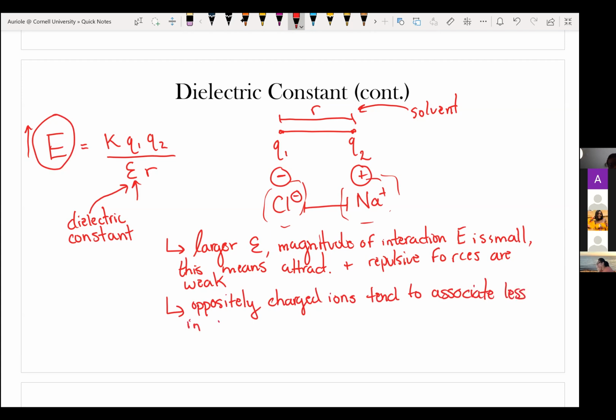Polar versus apolar solvents. Okay, so are there any questions on that, on the dielectric constant and polar solvents versus apolar solvents?